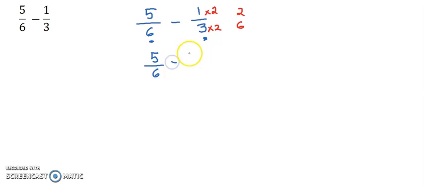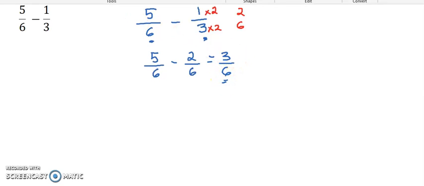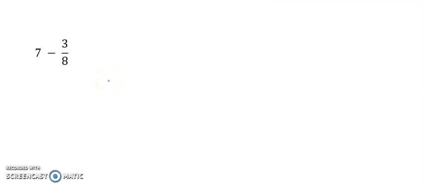So then we just rewrite the problem with the new equivalent fraction. 5/6 take away 2/6. 5/6 take away 2/6 is equal to 3/6. Now we know we can't leave 3/6 this way because we can further reduce it or simplify it. And we can do that by dividing this by 3 and dividing this by 3. And when we divide 3 divided by 3, we're going to get 1. 6 divided by 3, we're going to get 2. So the answer is 1/2.